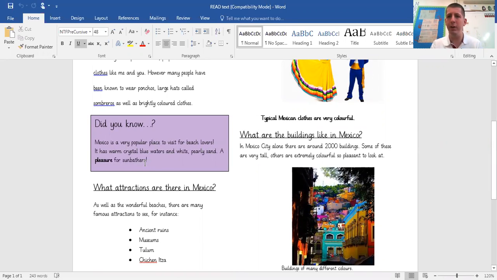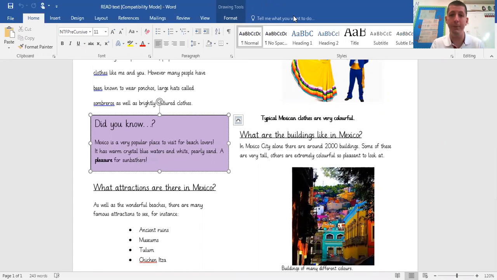Well, if it's a pleasure, that means that it's something which is really good, really lovely for people. And sunbathers are people who want to go and lie in the sun to get a nice tan. So a pleasure for sunbathers must be that it's the perfect place to go if you would like to get yourself a tan. So I think that's answered that question now.